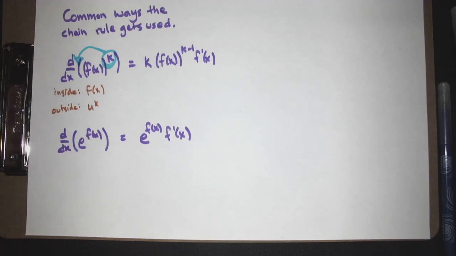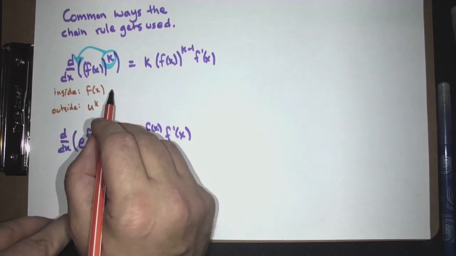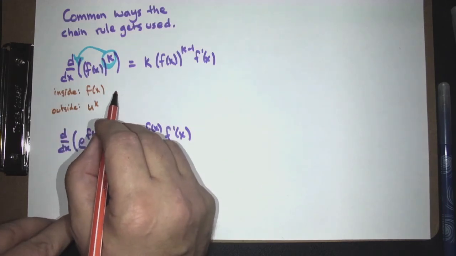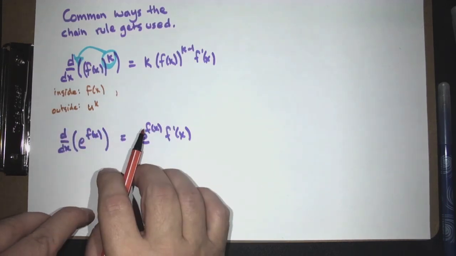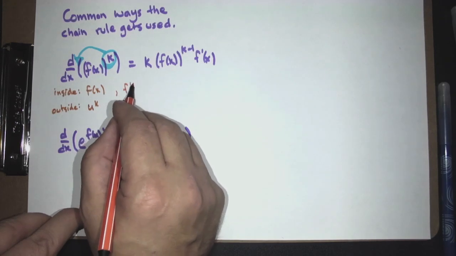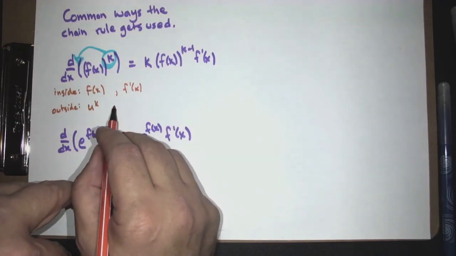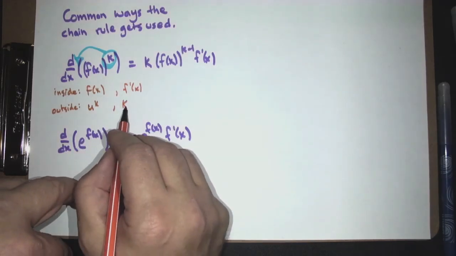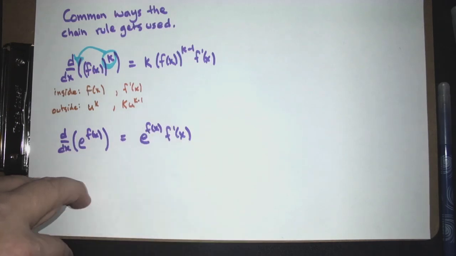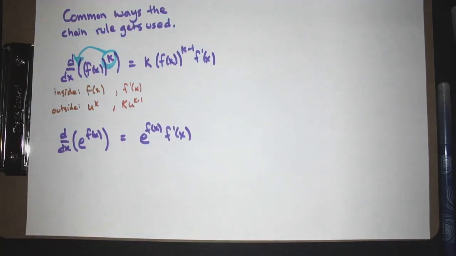All right. So those are our functions. Let's talk about the derivatives. What's the derivative of f of x? Yeah, the derivative of f of x is the derivative of f of x. That's what f prime of x stands for. What's the derivative of u to the power k? K u to the power k minus 1. That's just our general rule for x to a power or u to a power.